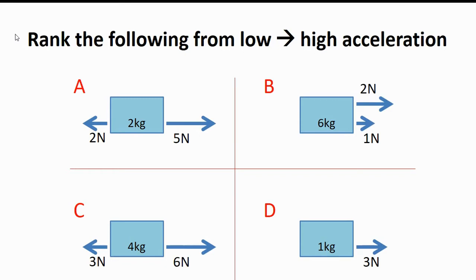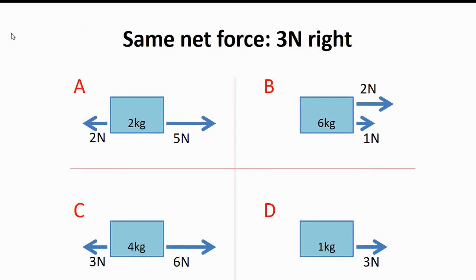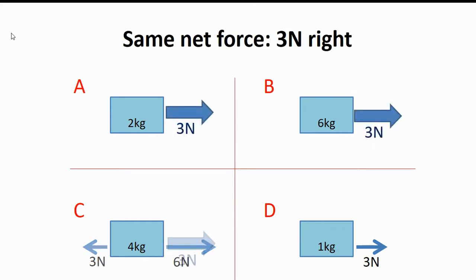As we look at ranking them from lowest to highest acceleration, the first thing we need to do is look at the net force on each object. You probably noticed that the net force on all of them is the same, 3 newtons to the right. That means that the acceleration for each of these objects will be based on its mass. The smallest amount of mass will have the largest acceleration, and the largest amount of mass will have the least amount of acceleration.